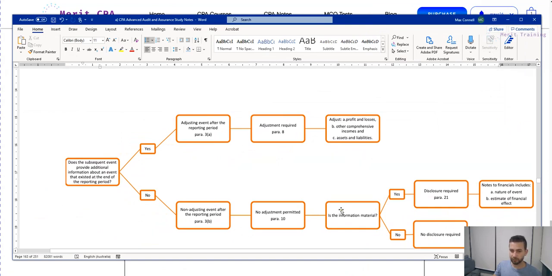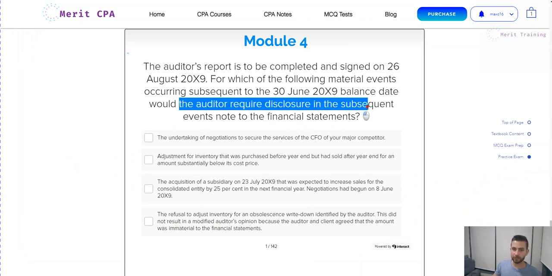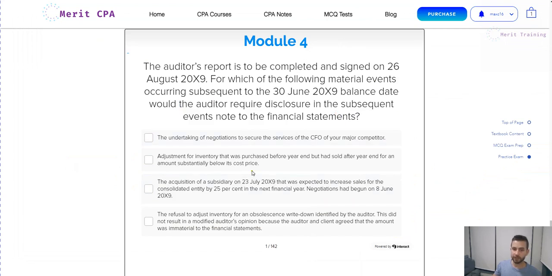So an acquisition would be material, so yes, disclosure would be required, and we would need to put in a notes to the financial statements. So the question is asking us which of these events would trigger a disclosure in the subsequent events notes. It would be this acquisition here because it satisfied the requirements of this flowchart.